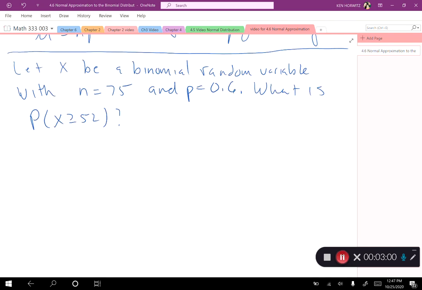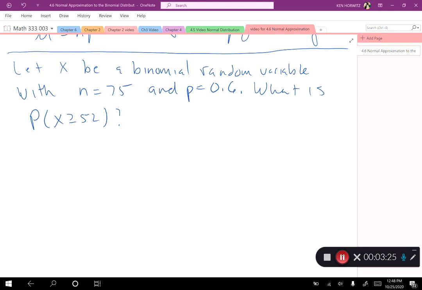So here's our first example. Now there's no context. I've just stripped it down to the math so we can start working on this new technique. Let x be a binomial random variable with n equaling 75 and p equals 0.6. What is the probability that x is greater than or equal to 52?